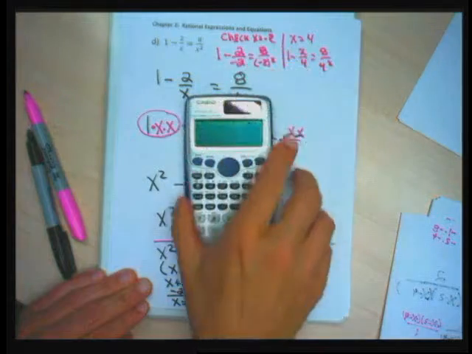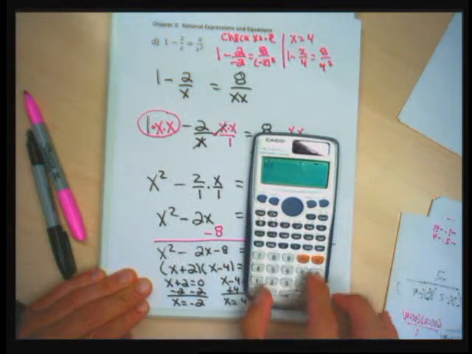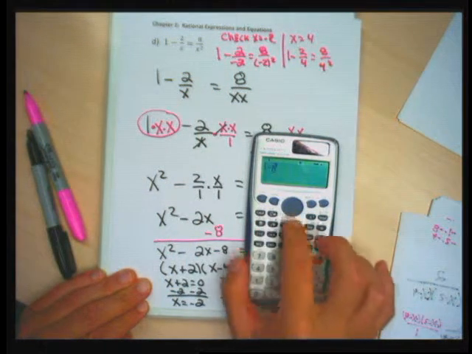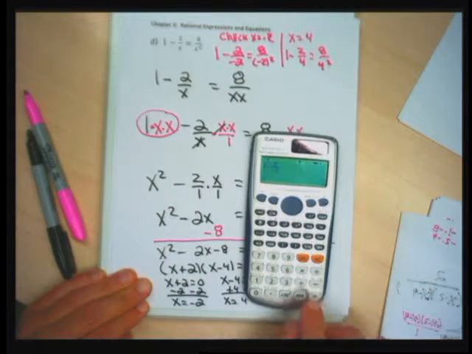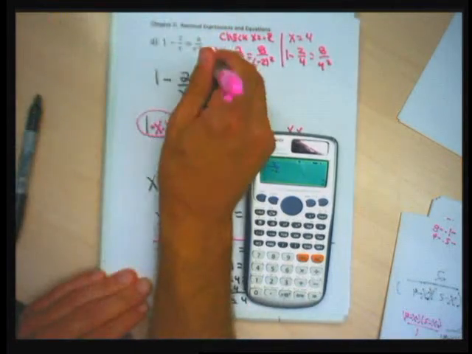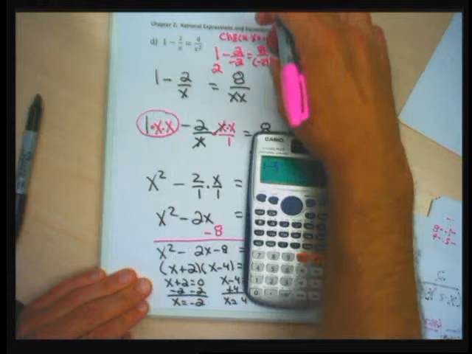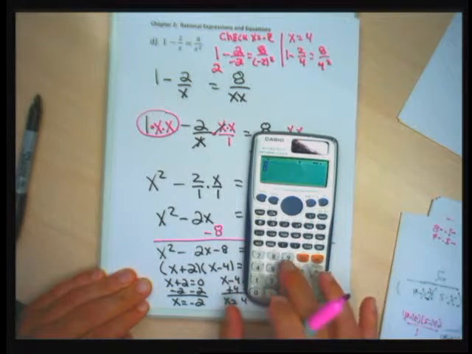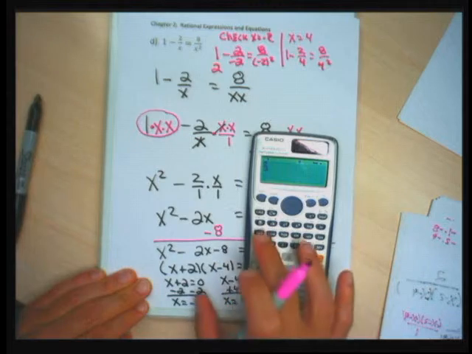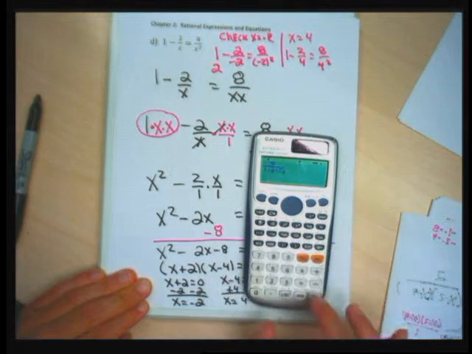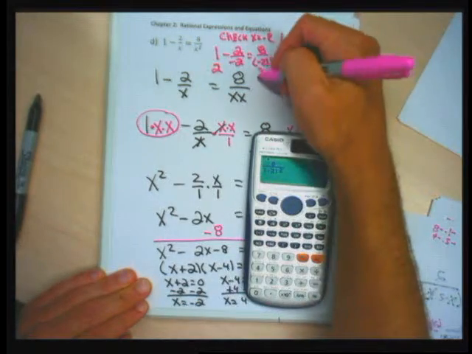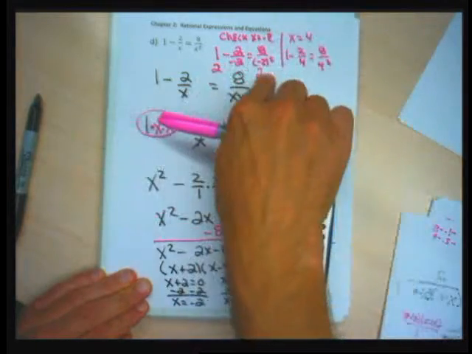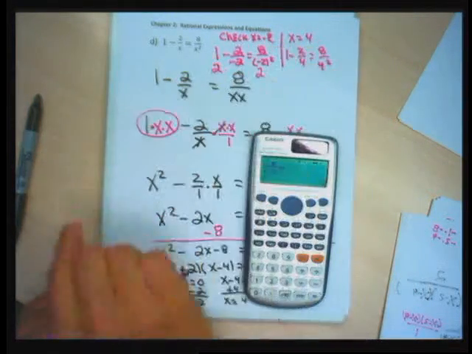Left side, first checking, I'm doing 1 minus fraction 2 over -2. This gives me 2, which means that better also give me 2. That side I'm doing 8 over parentheses -2 squared, and I also get 2. So because I get 2 on each side when I plug -2 in, -2 is a solution.